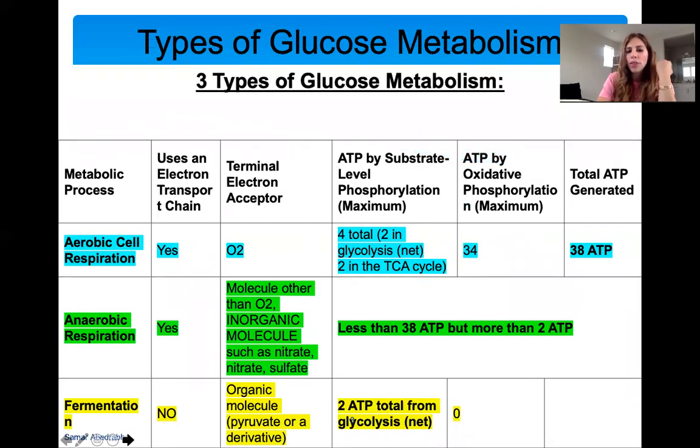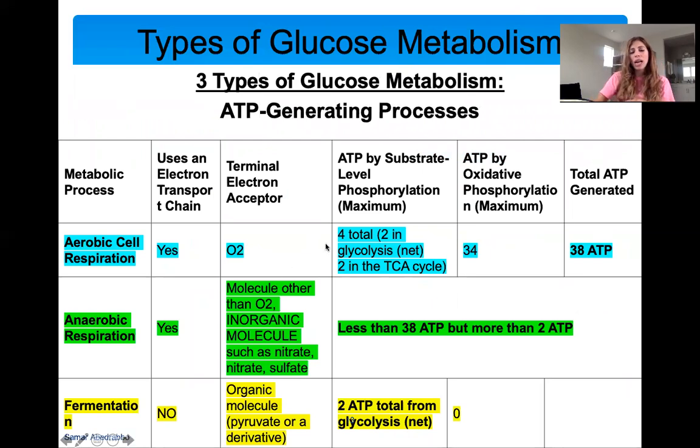So we're going to talk about 3 different types of glucose metabolism, or how we can break down glucose in 3 different ways. Depending on the microbe, the cell type, they will use different types of metabolism or respiration. One type of metabolic process called aerobic cell respiration, this is what humans do. So aerobic respiration produces 38 ATP total. We'll talk about the details in this table later on to summarize it, but the take-home message I want everyone to know is that there's 3 types of metabolism: aerobic respiration, anaerobic respiration, and fermentation.